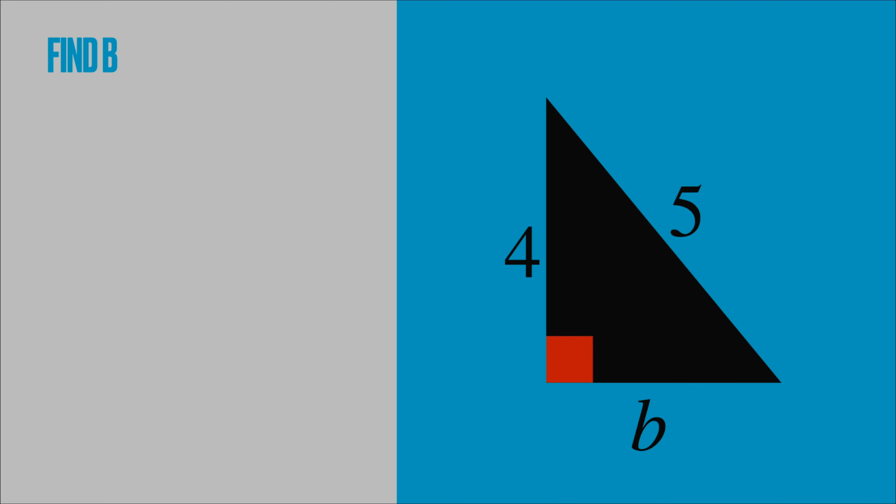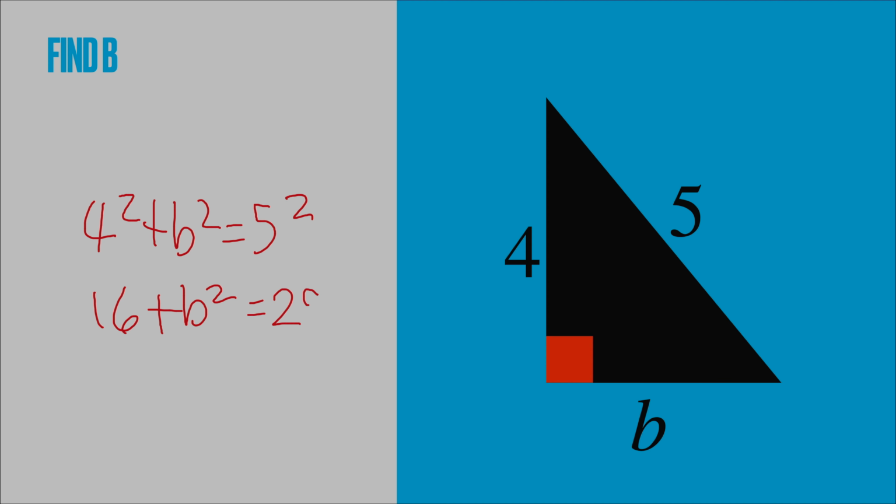In this case, we know the hypotenuse, and we know one of the legs. So let's plug this into our formula. So we have 4 squared plus b squared is equal to 5 squared. So that's 16 plus b squared equals 25. We subtract 16, meaning that b squared is 9. We square root, and b is 3.